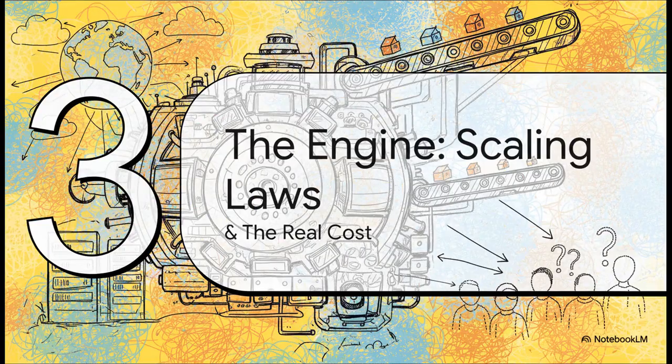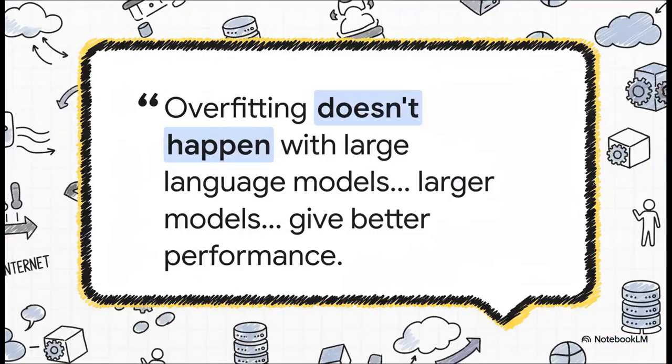So let's talk about the engine that's been driving all this progress. It's the shocking, almost unbelievable power of scale. And this is where we get into the truly mind-bending numbers behind these models. In traditional machine learning, you're always worried about something called overfitting, making your model too big or too complex for the data you have. But with LLMs, the exact opposite is true.